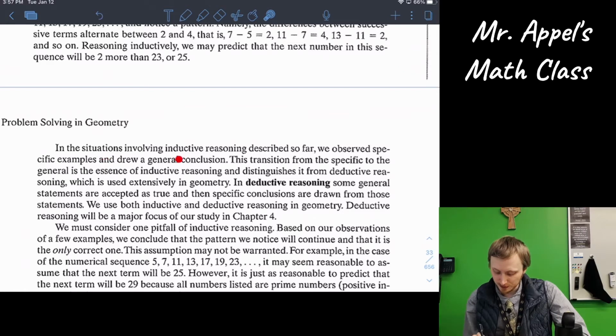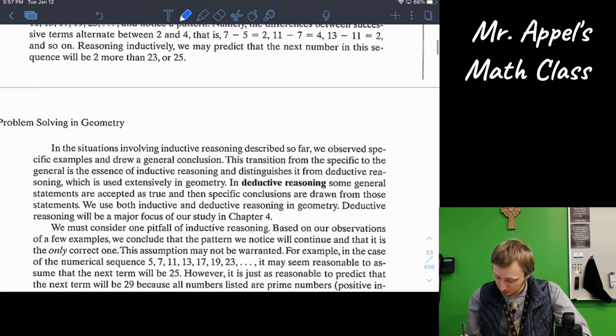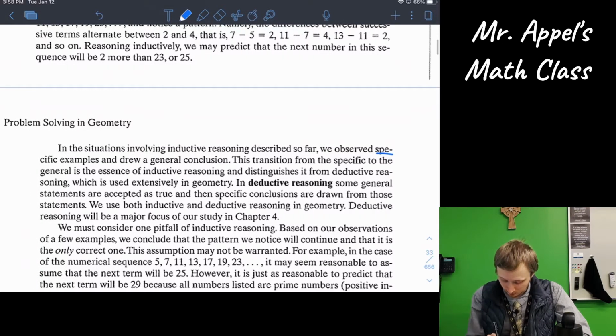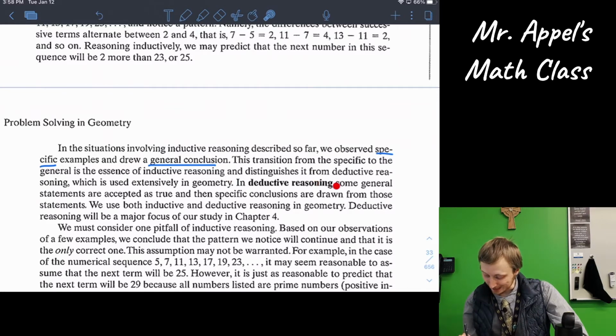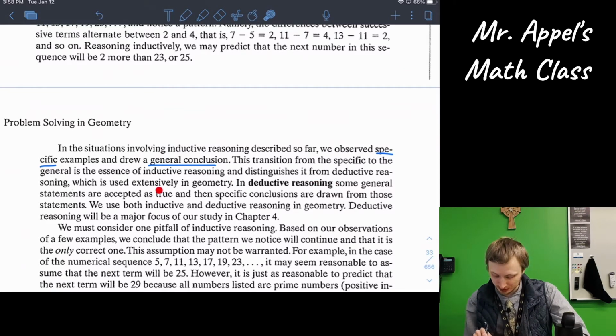In the situations involving inductive reasoning described so far, we observed specific examples and drew a general conclusion, right? Specific to general. This transition from the specific to the general is the essence of inductive reasoning and distinguishes it from deductive reasoning, which is used extensively in geometry. In deductive reasoning, some general statements are accepted as true, and then specific conclusions are drawn from those statements.